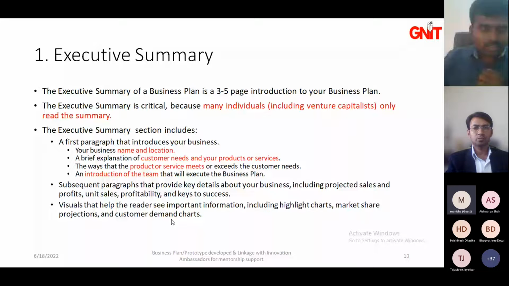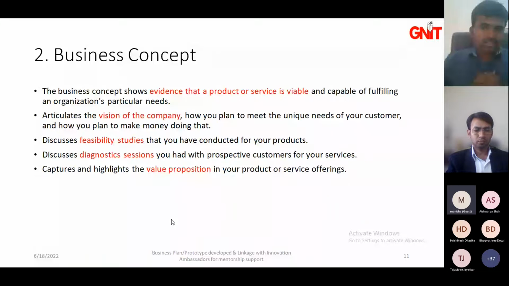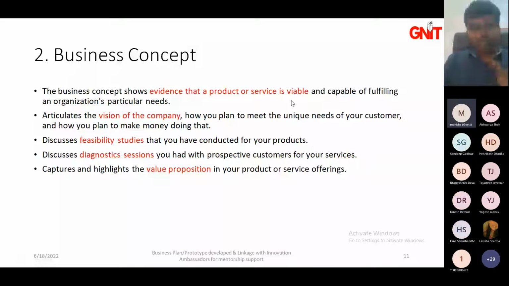So the seventh, totally 7 concepts. In that, the second one is the business concept. So what business you are going to make. Evidence that the product or service is viable. Viable means whether it is okay or not. For example, you order food on Zomato or anywhere, they come and give the food to you. This is called a service business.